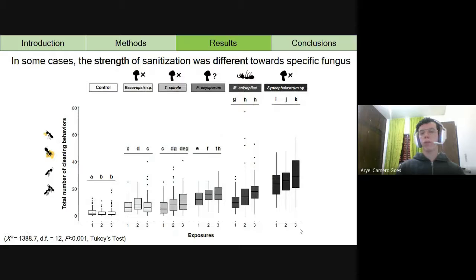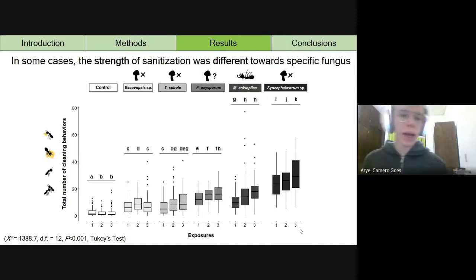Regarding our question about responding to distinctive fungi, what our result shows to us is that the ants tended to apply distinct amount of response. For example, we can see higher and distinct response applied to Fusarium, Metarhizium, and Syncephalastrum, with lower and similar response between Escovopsis, Trichoderma, and even the controls.